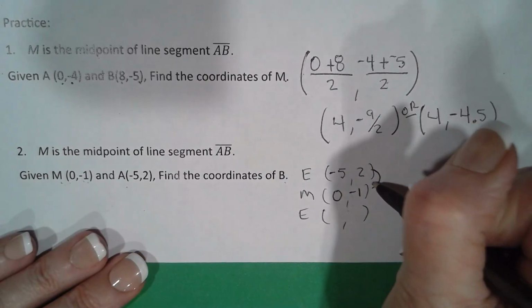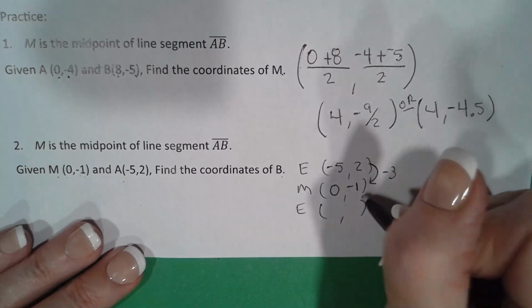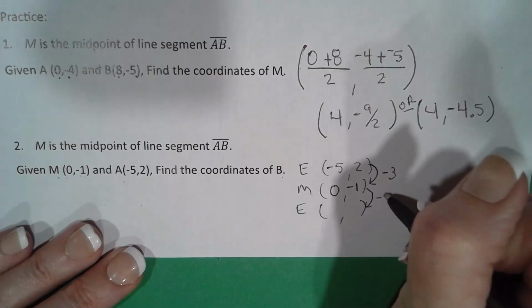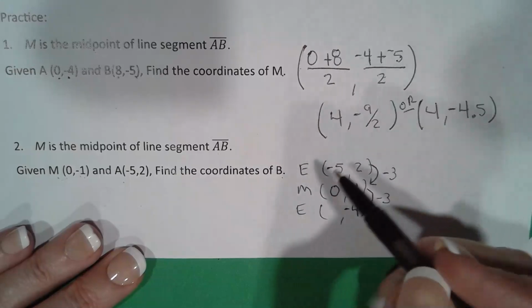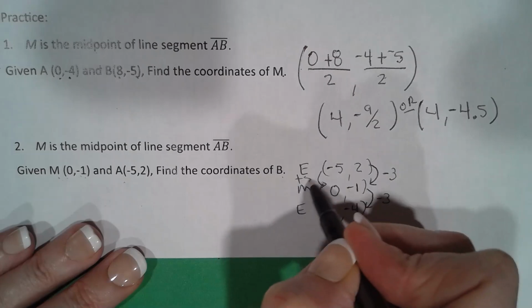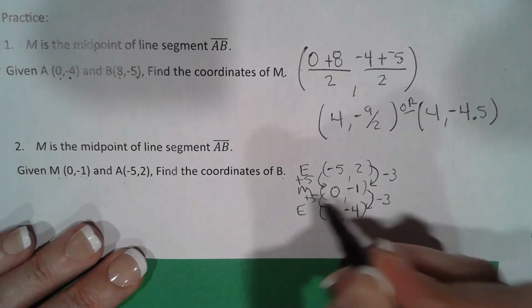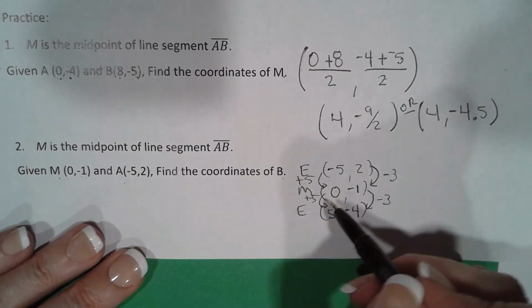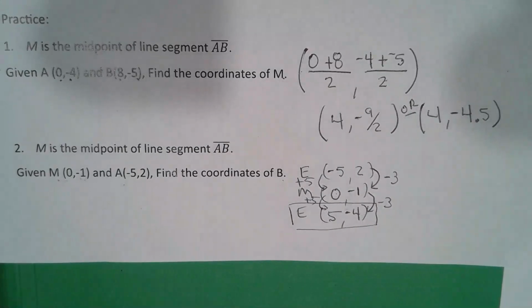To get from 2 to negative 1, we subtract 3. So we're going to do that again. Negative 1 minus 3 is negative 4. Okay, over with the x-coordinates, to get from negative 5 to 0, we're going to add 5. So we're just going to do that again. We're going to add 5 again. 0 plus 5 is 5. So the endpoint that was missing is 5, negative 4.